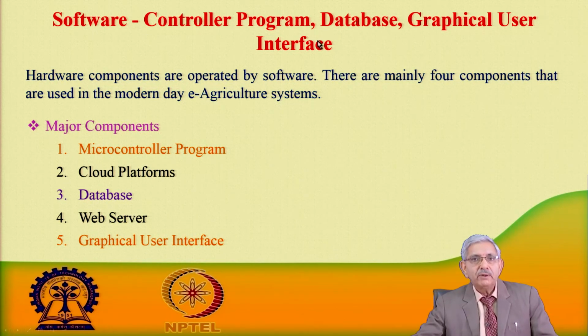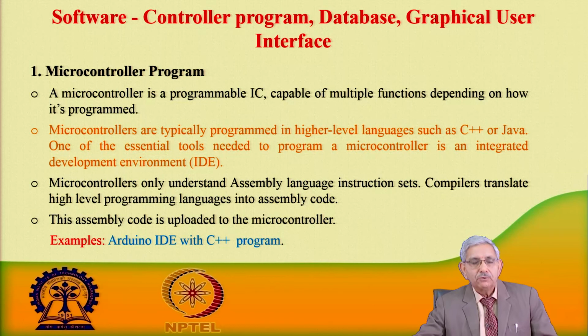Now, software controller program, database and graphical user interface. Here the hardware components are operated by software, and there are mainly 4 components used in the modern agriculture system: the microcontroller program, cloud platform, database, web server and graphical user interface. First, the microcontroller program.